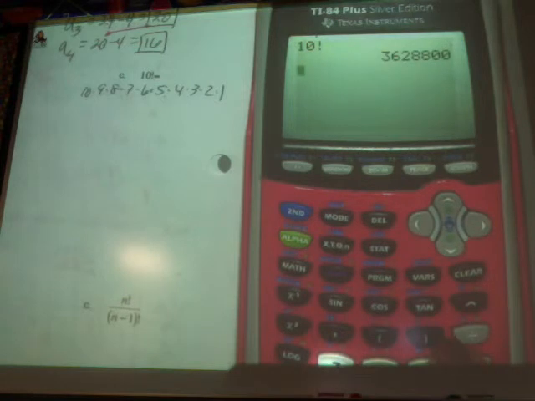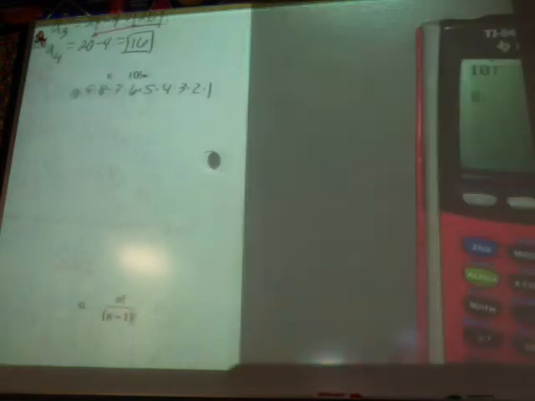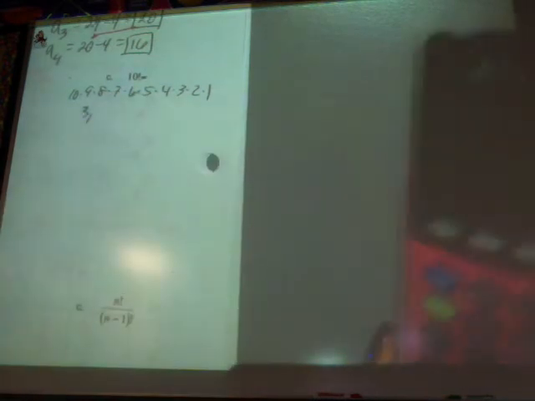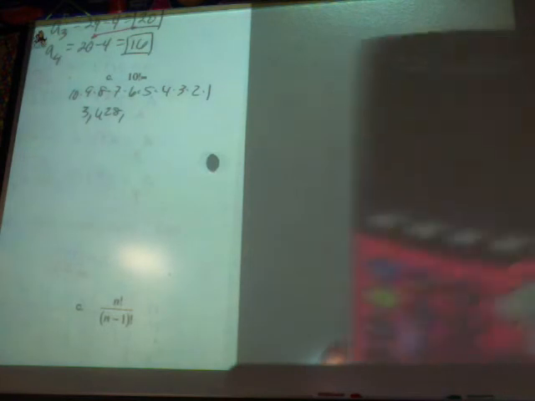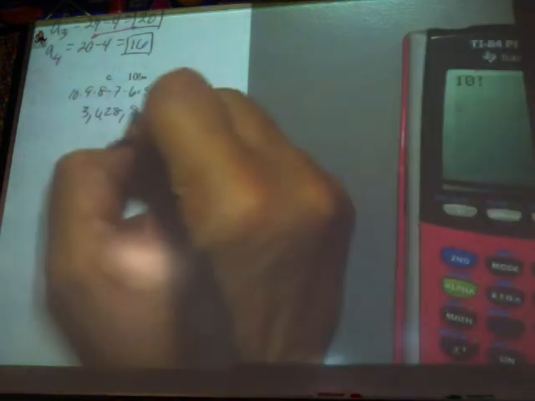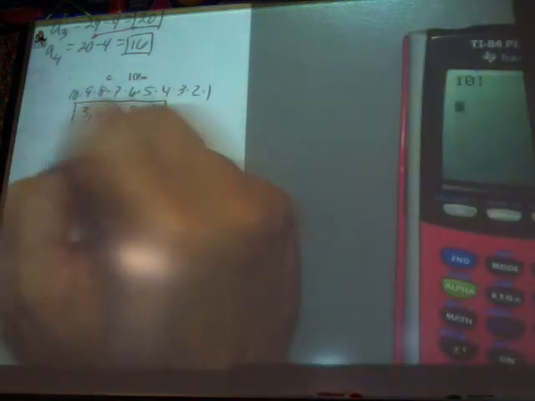Rather than have to multiply all that out, we have a really large number. So I have 3 million, it's not terribly large. 3,628,800. Aren't you glad I didn't make you multiply that by hand?